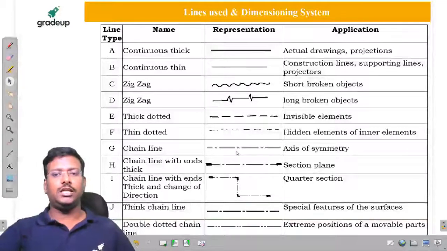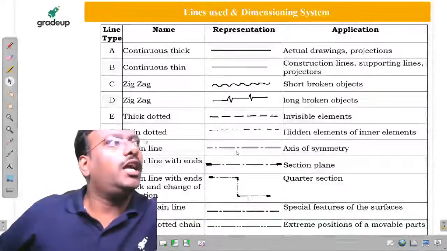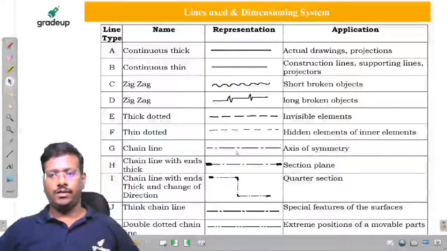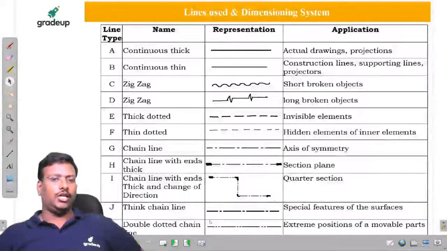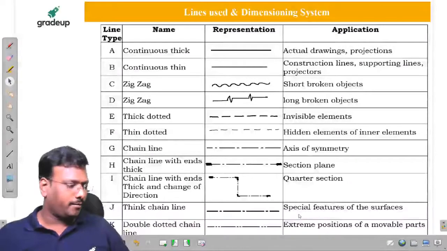Next one is section plane. After that, quarter sections with change of direction, thick chain line, special features of the surface, and double dotted chain line.